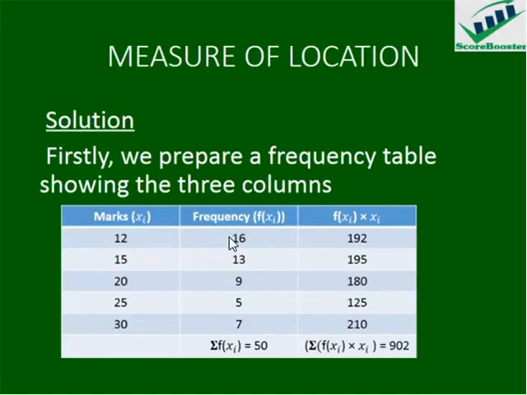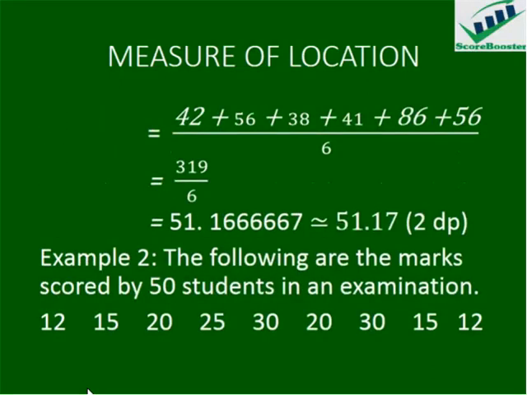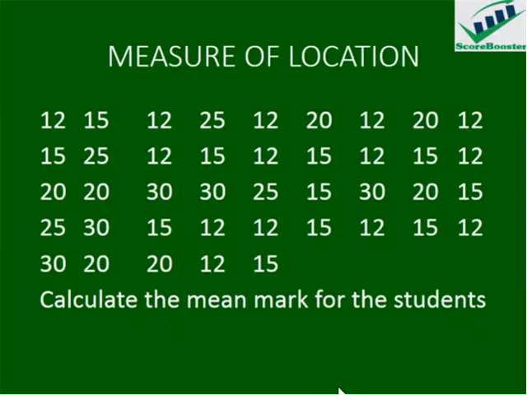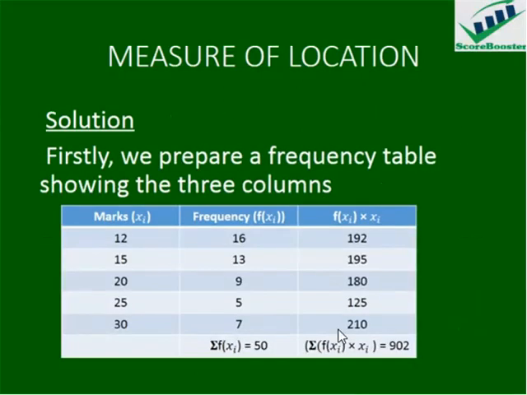So if you add up all these frequencies, you must get the total number of marks, which they said is 50, the number of people who had marks in the examination. So let's check if that is true. And that is the total number of items we have in that set of data. So 16 plus 13 is 29, plus 9 is 38, plus 5 is 43, plus 7 is 50. You can see that the addition of the frequencies gives the total number of items in that set of data.